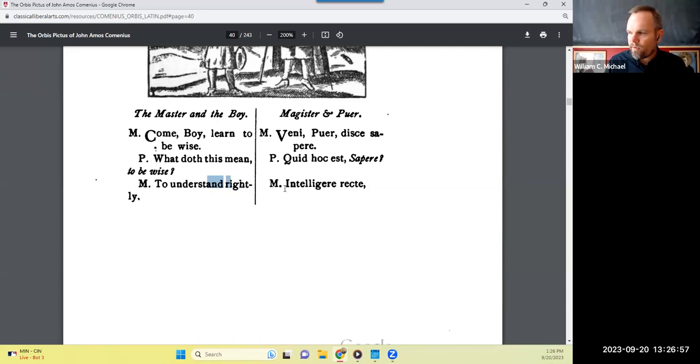All right. So the first thing is intelligere recte, intelligere recte, and pronunciation is going to be hard. Like, how do I know to say intelligere and not intelligere or intelligere?